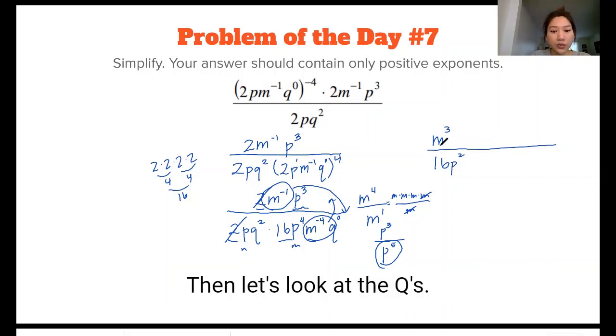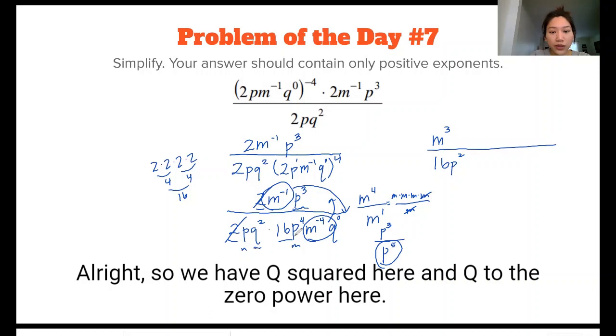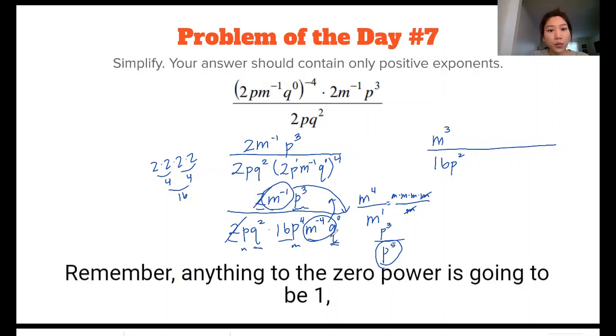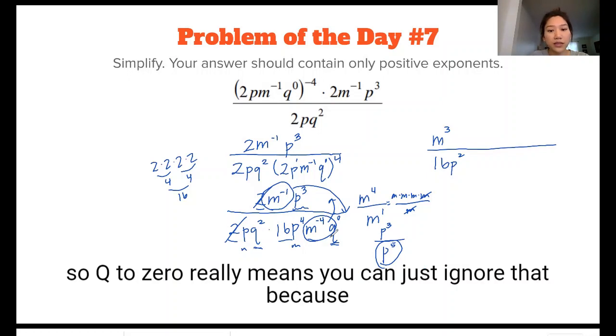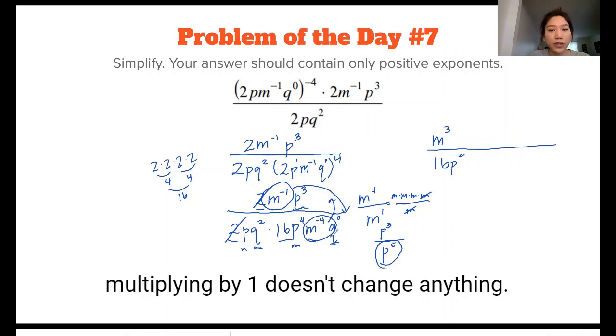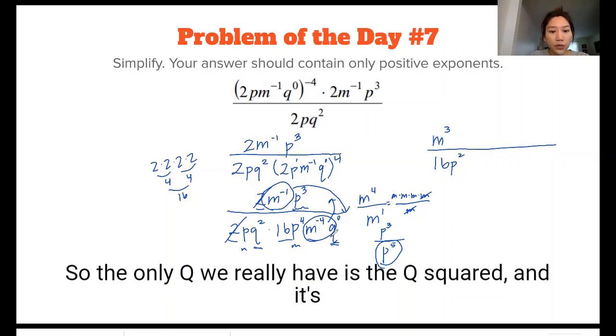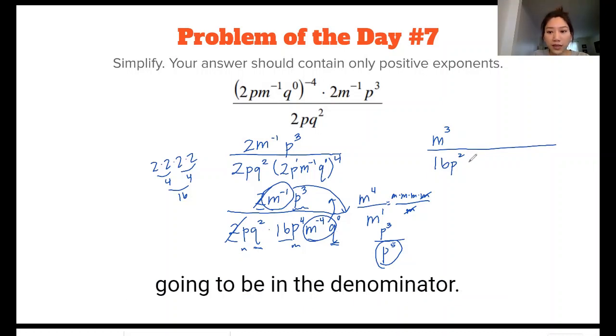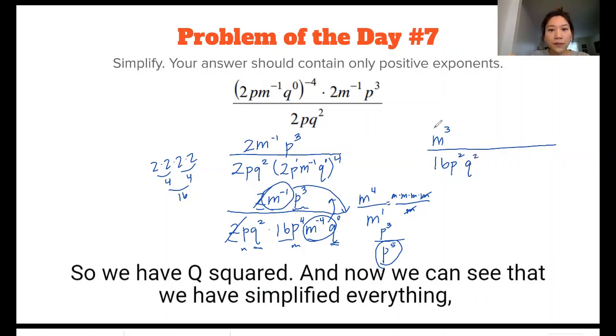Then let's look at the q's. All right, so we have q squared here and q to the 0 power here. Remember, anything to the 0 power is going to be 1. So q to the 0 really means you can just ignore that because multiplying by 1 doesn't change anything. So the only q we really have is the q squared, and it's going to be in the denominator. So we have q squared.